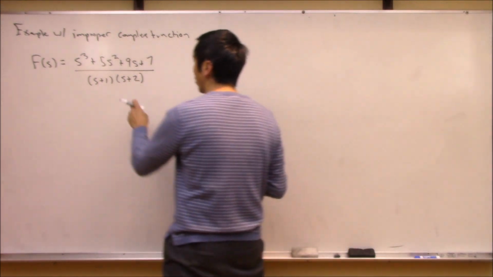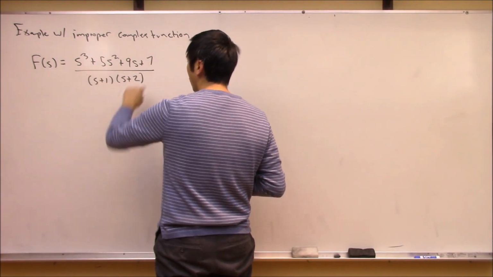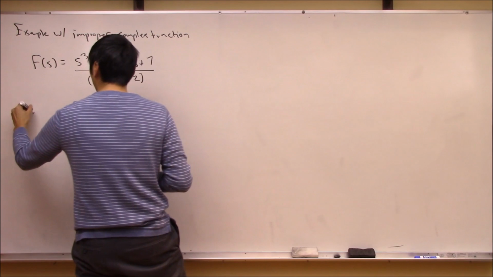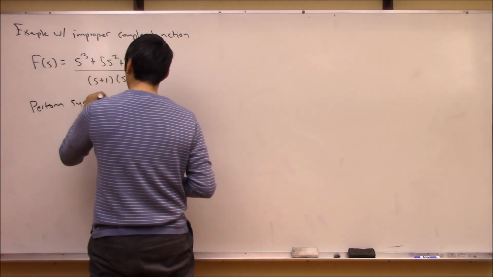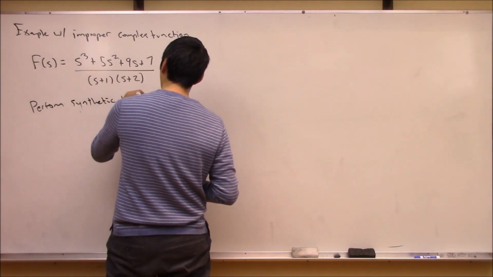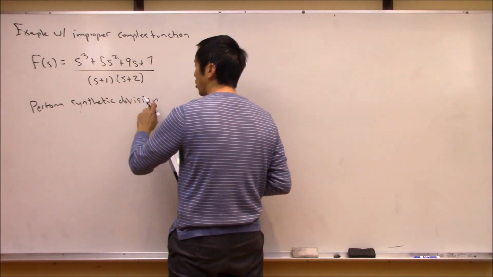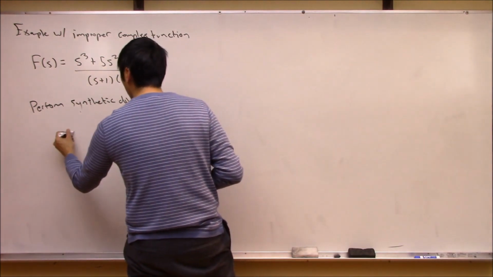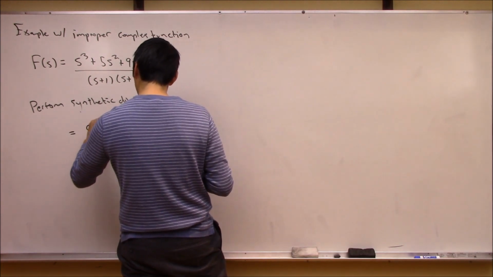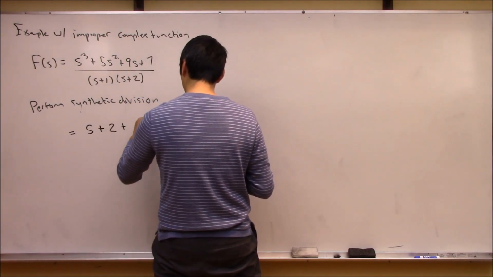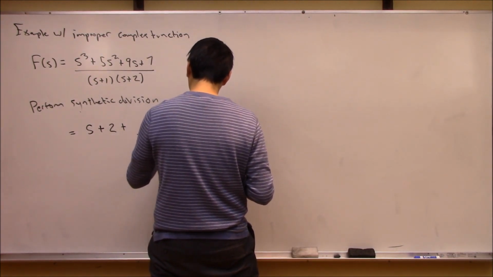So in this case, what you're actually going to have to do is perform synthetic division to rewrite this slightly. So step 1 here is perform synthetic division. Okay, and that's outside the scope of this discussion. Maybe I'll do a video on this later, but long story short, when you perform synthetic division on this, you can rewrite this as s plus 2 plus s plus 3 all over s plus 1, s plus 2.